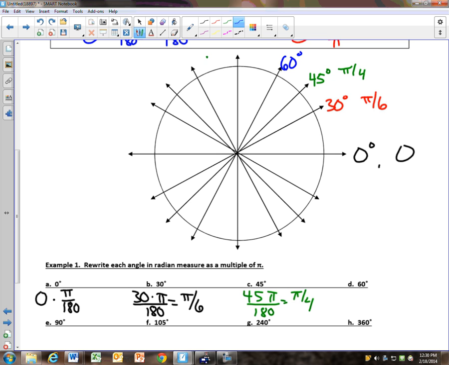My next spot is 60 degrees. I'm not going to use the conversion. I'm just going to think about it, okay? 60 degrees is how many 30s? 2. So I have 2 of the pi over 6's. 2 pi over 6 makes pi over 3.